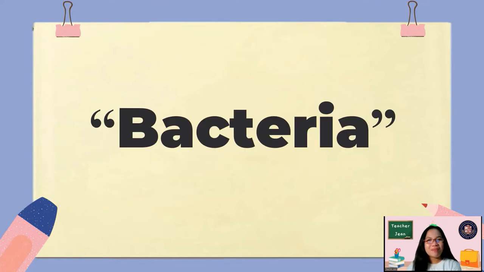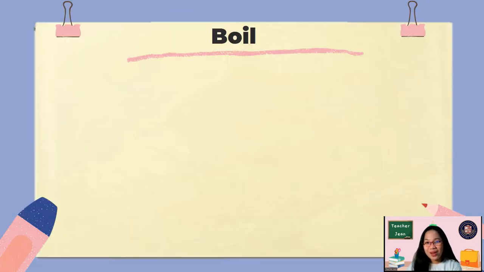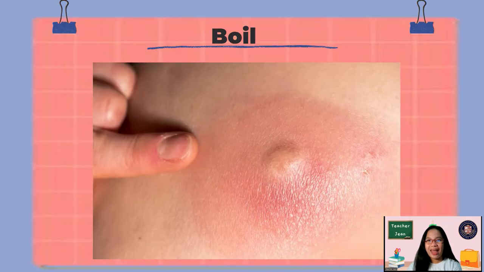Let's start with the bacteria. As you can see on the picture, we have here three diseases caused by bacteria. The first one is boil. It's also known as furuncle. So these are caused by a very common type of bacteria called staph. And this is how it looks like when someone has a boil.